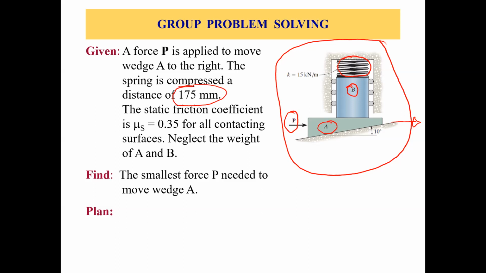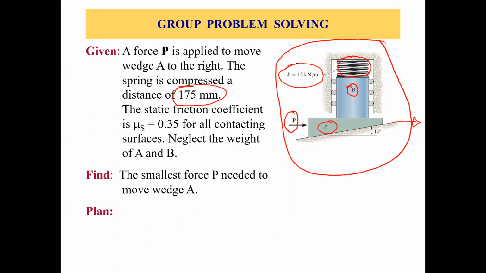We have the spring constant given, K equals 15 kilonewtons per meter. Once the spring is compressed, it puts some force on top of block B. So this spring is applying some force downwards on top of this block B, and we need to find that force first.